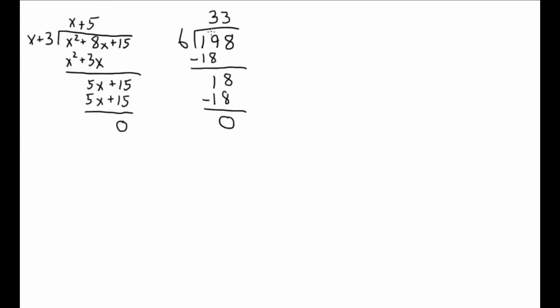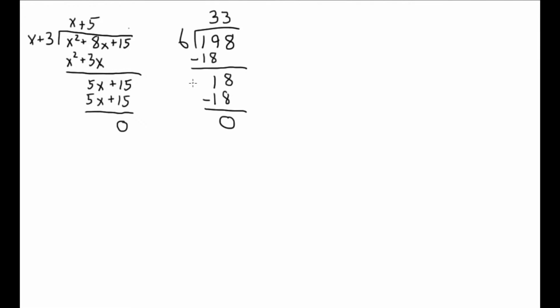So there we have it. 198 divided by 6 is 33. And x squared plus 8x plus 15 divided by x plus 3 equals x plus 5. So that's our first long division problem with polynomials. And you can see that it's pretty similar to how we normally do it.